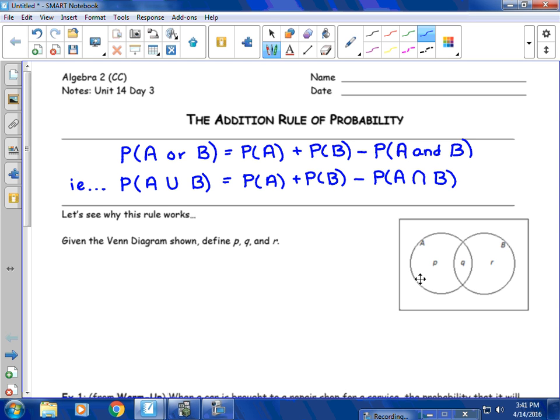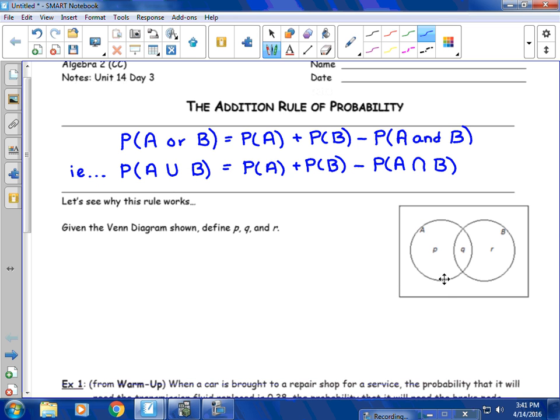All right, so it says, let's see why this rule works. Given the Venn diagram shown, define P, Q, and R. I've got P is this piece of the Venn diagram, Q is this middle section, and R is this other section over here. So if I wanted to find the probability of A right now, that's the probability of anything inside that circle. So the probability of anything inside that circle would be P plus Q.